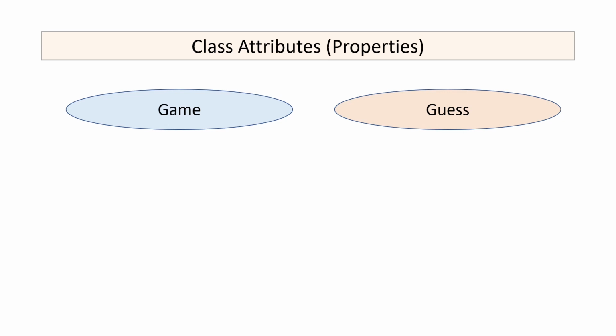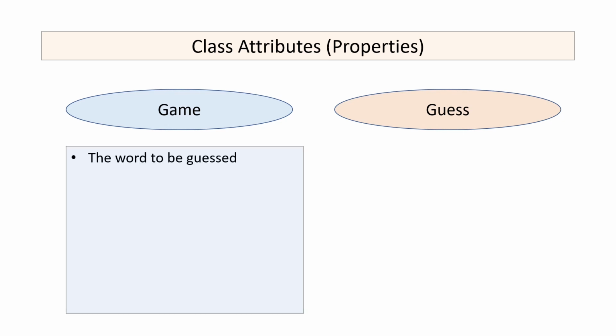So I'll divide this into 2. I'll show the ones I actually thought of when I was first designing the classes, and then I'll talk about the ones I suddenly realized I needed as I was writing the program, and that's always the way these things tend to go. So for the game, I began by thinking, well, we're definitely going to need the word to be guessed, which in our case was ladder, and you also need to know how many guesses you're allowed.